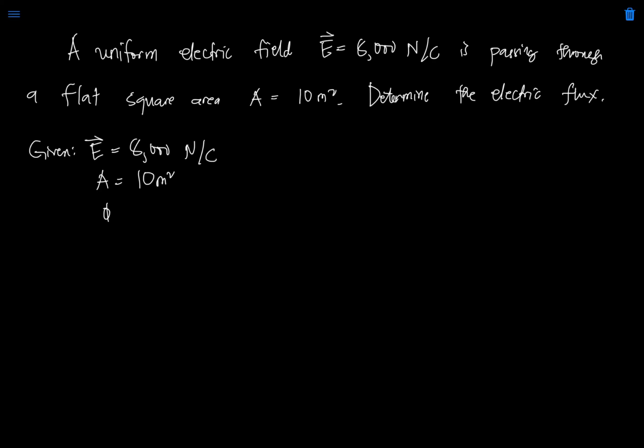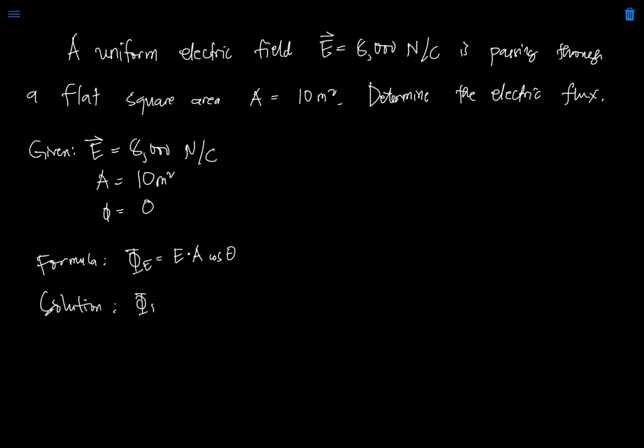So the angle phi is not given because the problem means that the electric field is parallel to the normal or perpendicular to the surface. So the angle here would be 0. So now let's have the equation or formula. The formula for electric flux is E times A cosine theta. And for the solution, it is very simple since we only need to substitute the given to our formula.